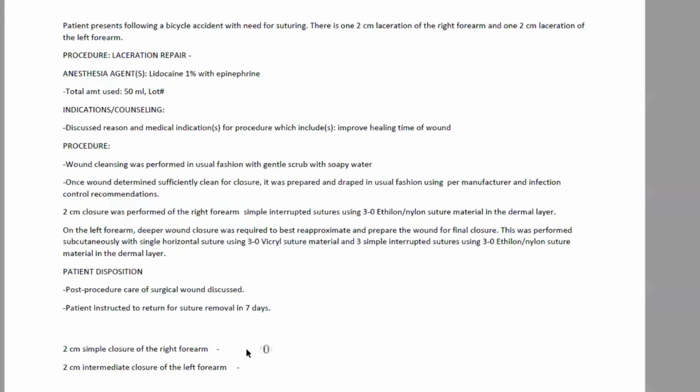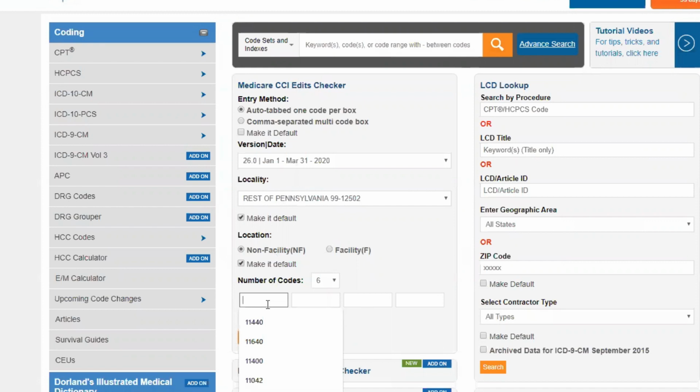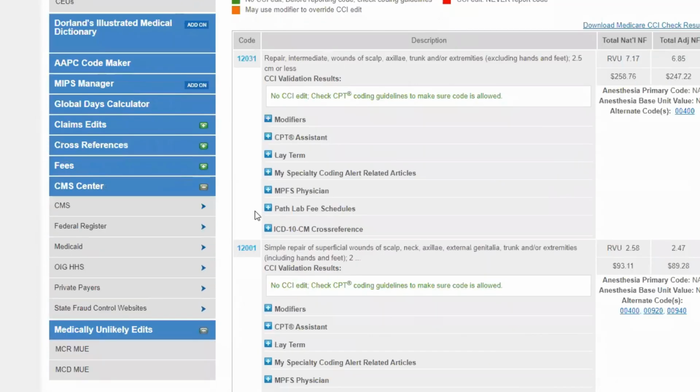You also have to be careful sometimes of your CCI edits. So I'm going to go on to AAPC coder, and I want to check this out. If I put both these codes into AAPC coder, 12001 and 12031, okay, it doesn't say there's any CCI edits, so these would be fine to bill together. You do have to be careful and watch for those CCI edits. In this case, if there are ones that you can unbundle, remember last week we talked about the 59 modifier and those X modifiers. So these might be an XS situation where it's a separate structure, or 59 depending on what your payer requirements are.